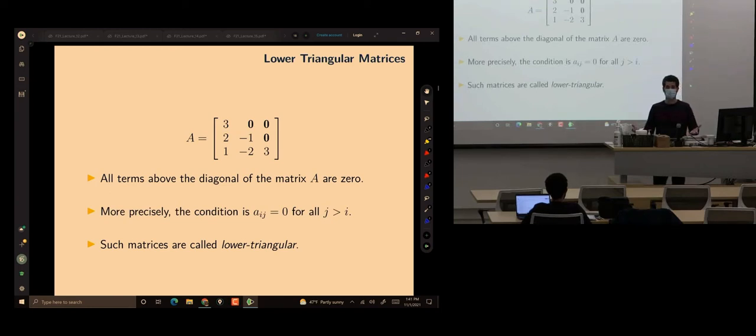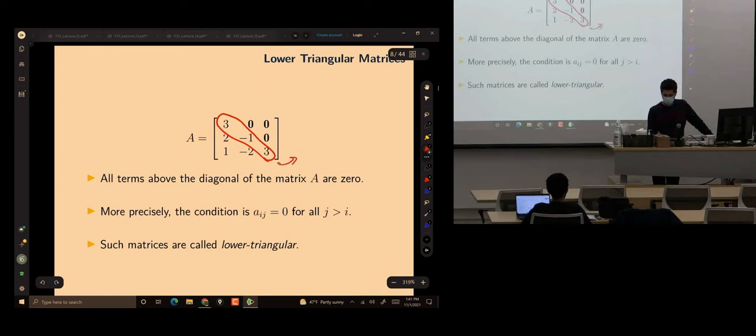Purely motivated by applications and the utility they have in practice, some of them are very famous. One of them is a lower triangular matrix. A lower triangular matrix had this form that, if you remember, we call this diagonal, main diagonal or diagonal of our matrix. So all terms above the diagonal are 0. These matrices, we call them lower triangular.